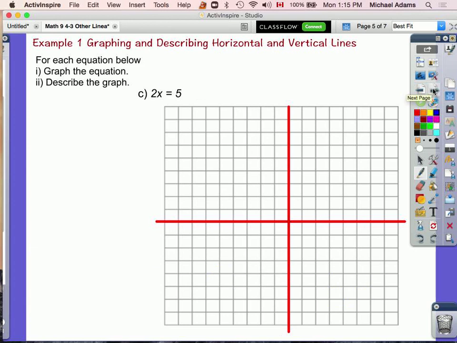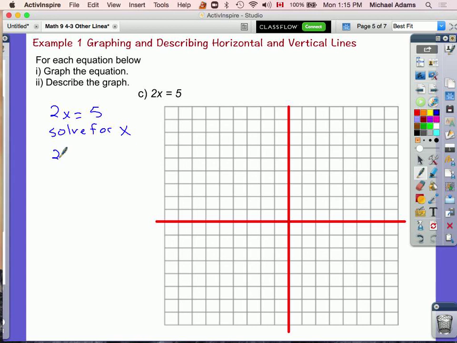Now let's take a look at this one. So we have 2x equals 5. So rewrite it over here: 2x equals 5. And in this case, we're going to solve for x. So we're going to remember our algebra skills.